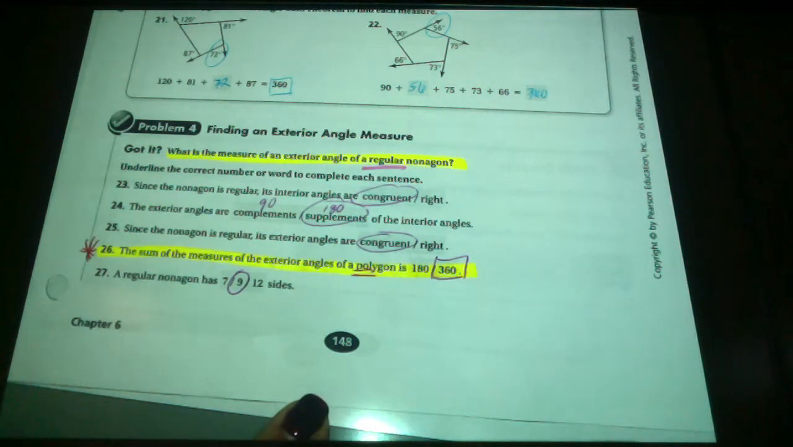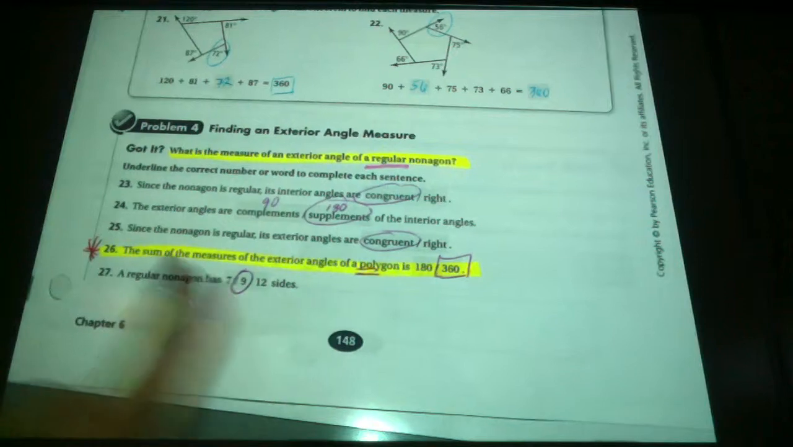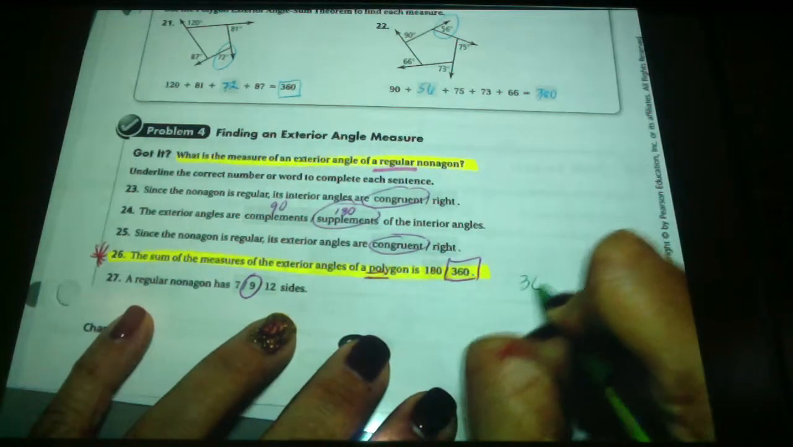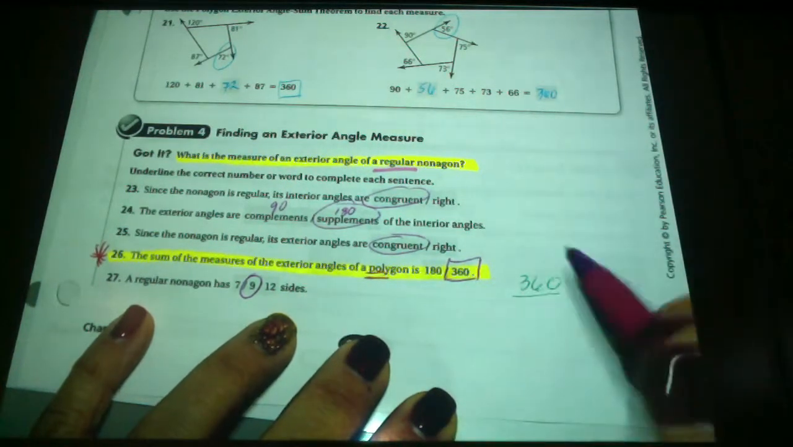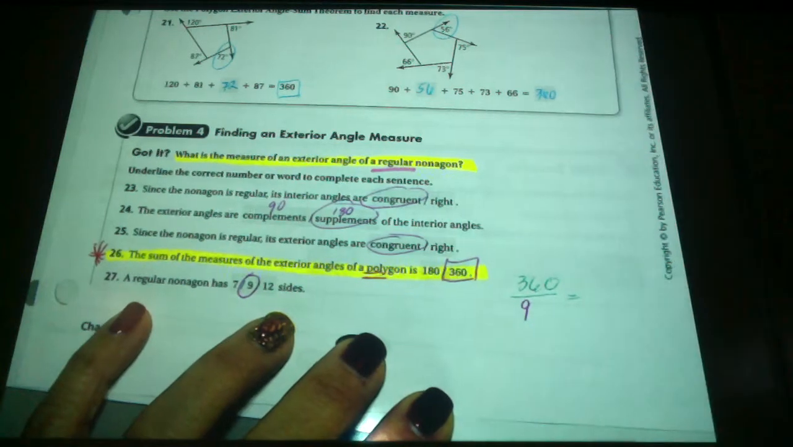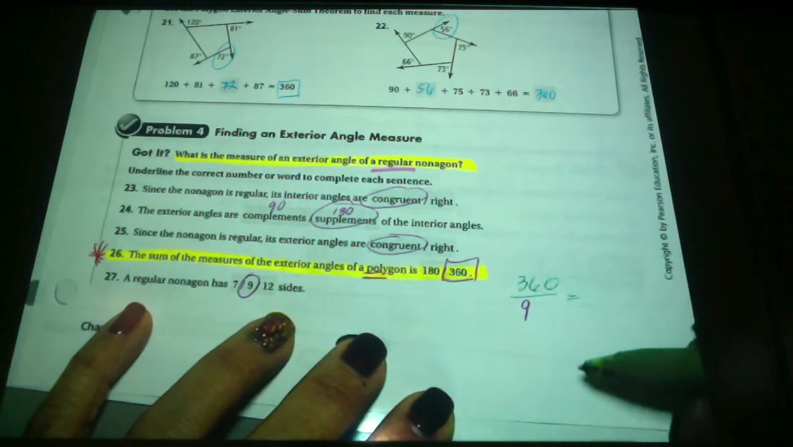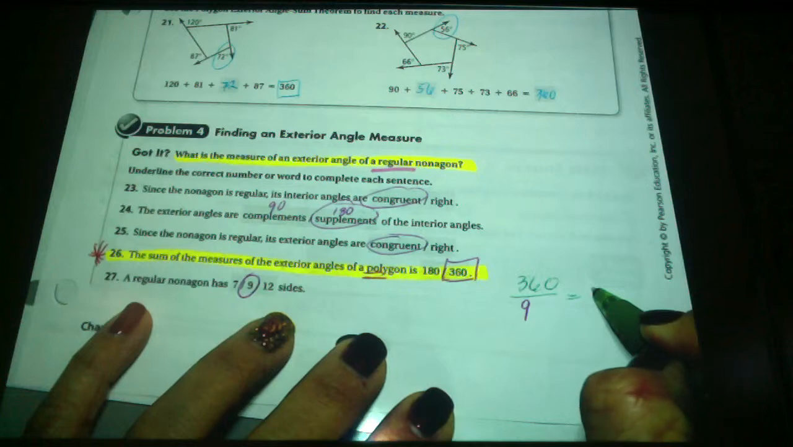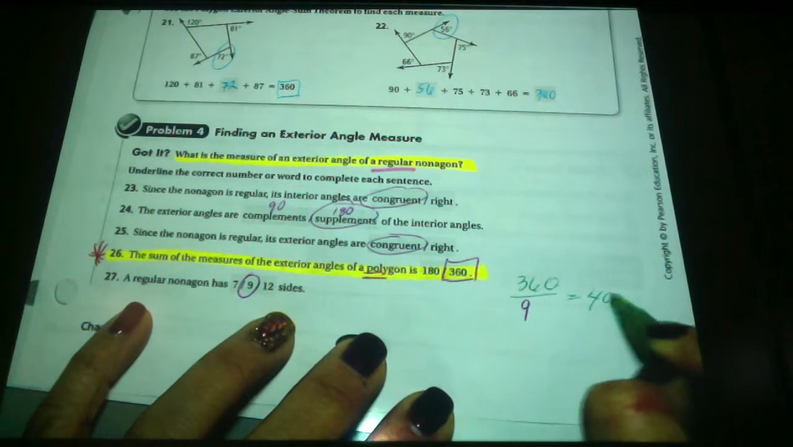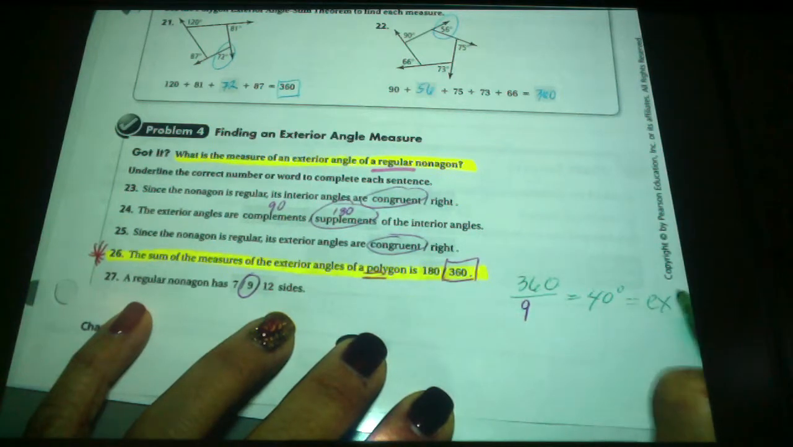But what's a quicker way? The sum of the measures of the exterior angles is 360. What's a quicker way? Can't you just take 360 degrees and divide it by what? 9 sides? And what does that give you? How many times does 9 go into 36? 9 goes into 36 4 times. 9 goes into 0? 0 times. So that is equal to one exterior angle.